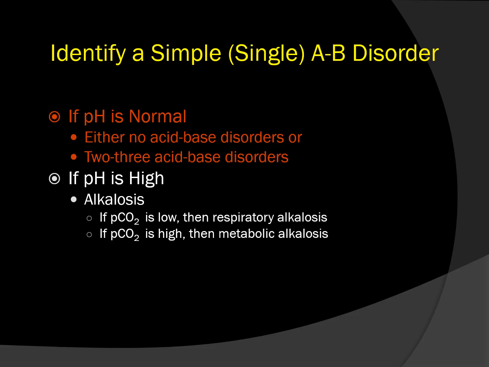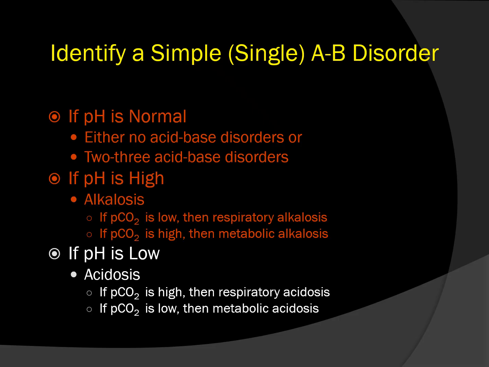If the pH is high, that's how we define alkalosis, an elevated pH. To determine which type of alkalosis, we look at the PCO2. If the PCO2 is low, we have alveolar hyperventilation. We're blowing our PCO2 down, and that's a respiratory alkalosis. If the PCO2 is high, then we know it's not a respiratory alkalosis, so it must be a metabolic alkalosis.